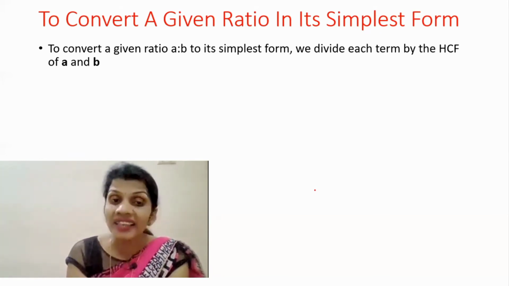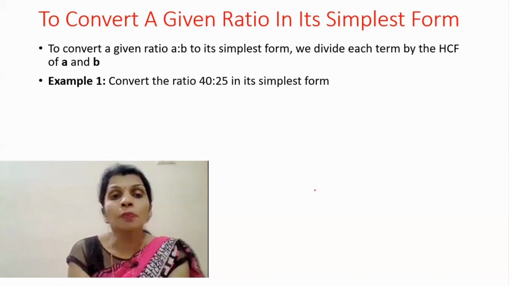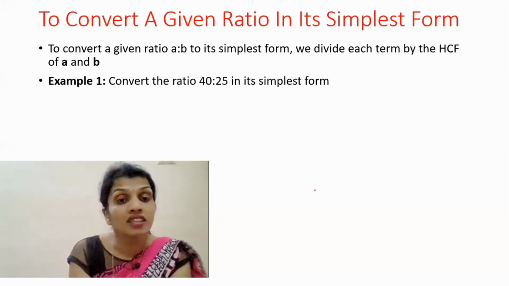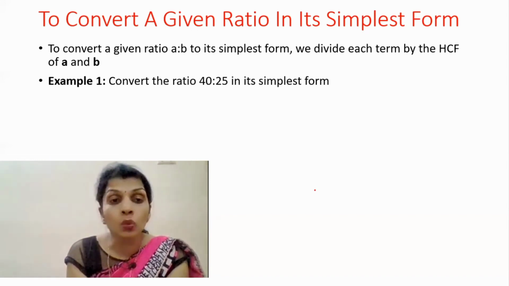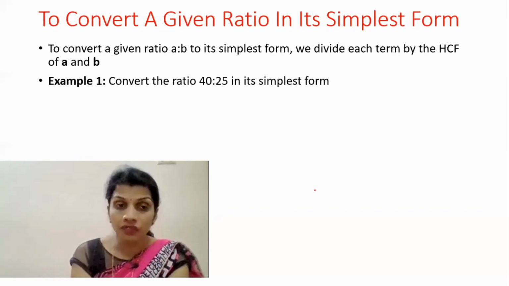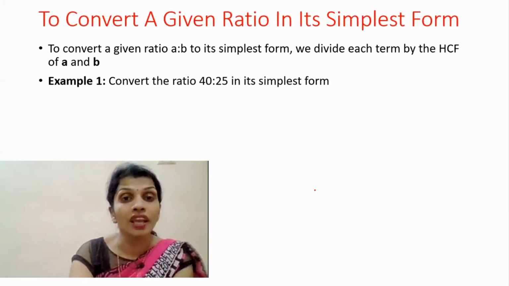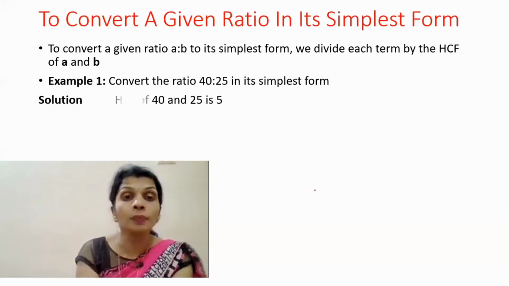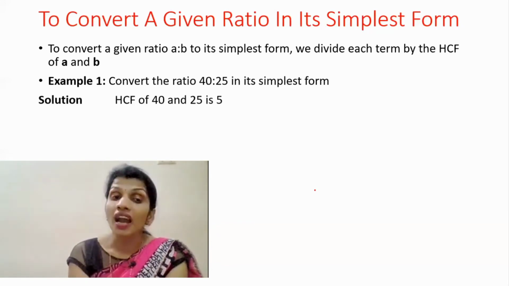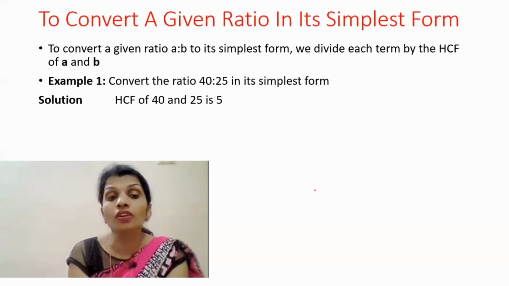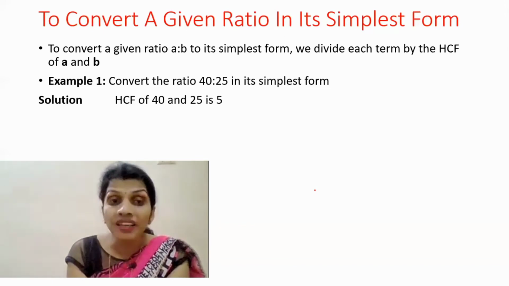Okay, so let us take one example. Suppose it is given the ratio 40 is to 25 and we have to convert it into simplest form. Now, first we are going to take the HCF of 25 and 40. What will it be? Yes, it will be 5. I've explained how to take out HCF in your previous class.